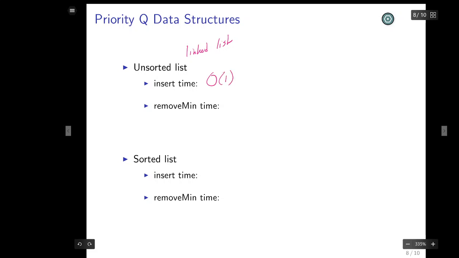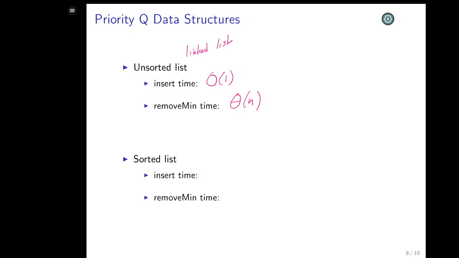How much time does it take to remove the minimum from an unsorted linked list of n things? Let's just say theta n, because what in the worst case could happen is you have to look through the whole thing until the minimum is at the very end.